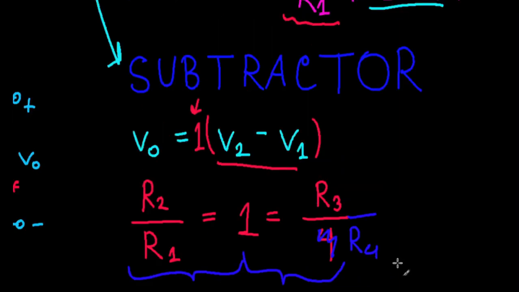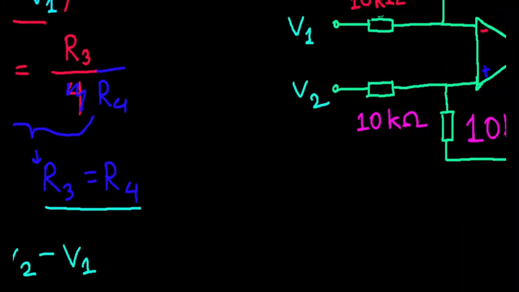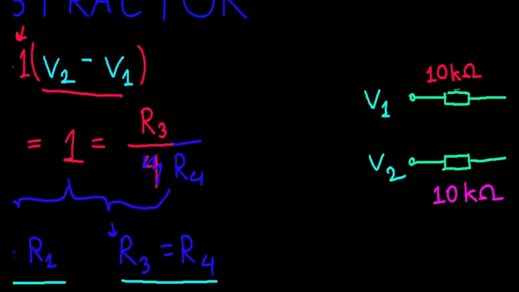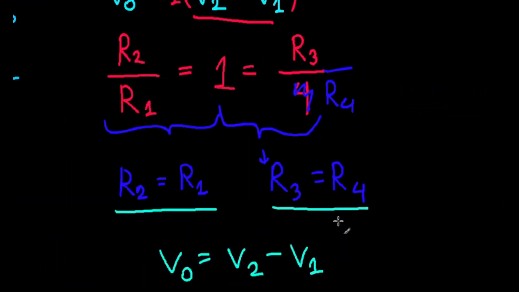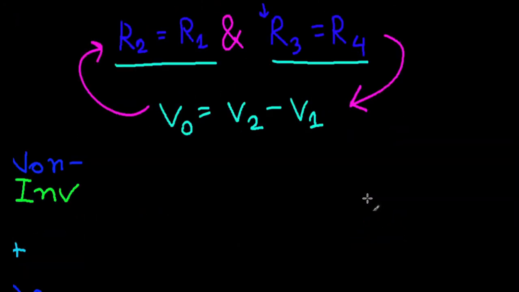And also, the other thing is if R2 and R1 are equal and R3 and R4 are equal, then you have a subtractor on hand. So it goes both ways. This implies this. Oops, wait, this implies this. These two statements, and I'll write an and here, this pair of statements implies that you have a subtractor.